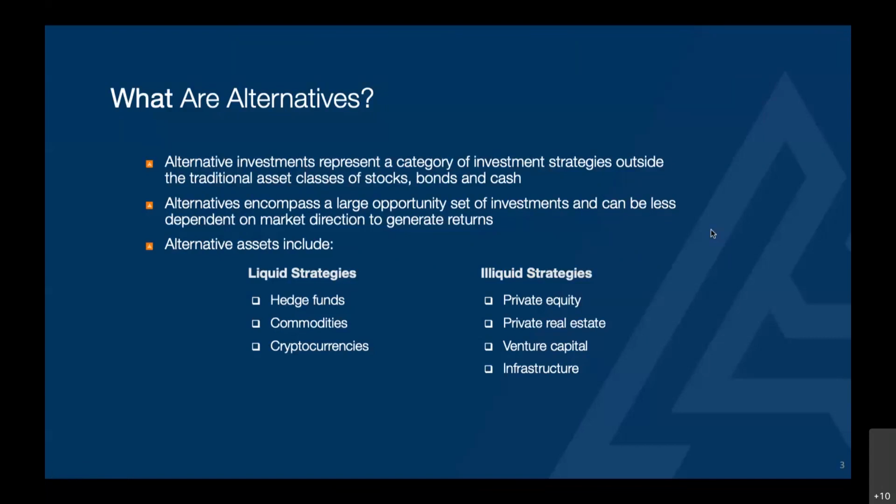So alternative assets include a wide swath of various strategies. On the liquid side, you have hedge funds, cryptocurrencies, commodities, and then on the illiquid side, we have asset classes such as private equity, venture capital, infrastructure, and real estate.